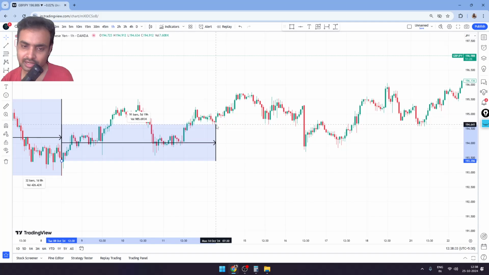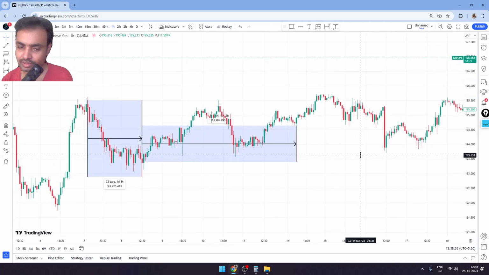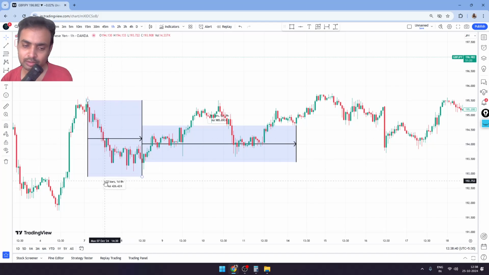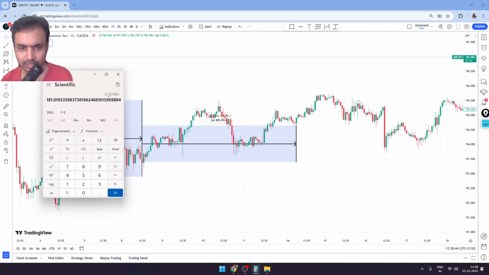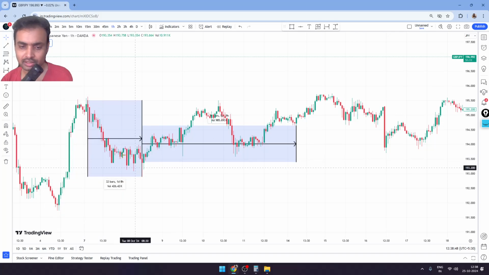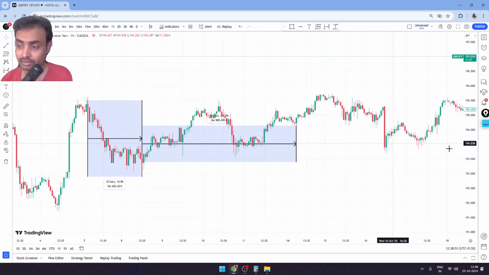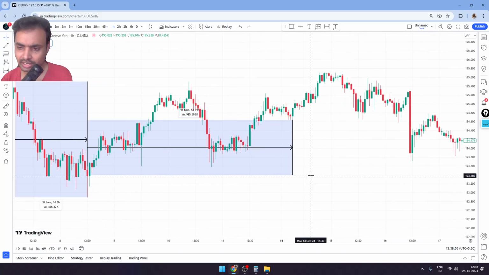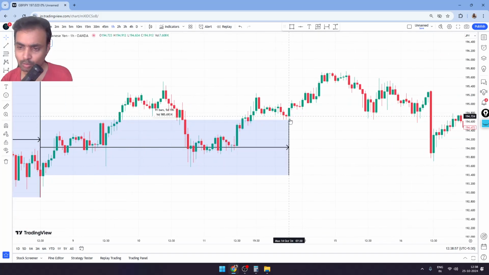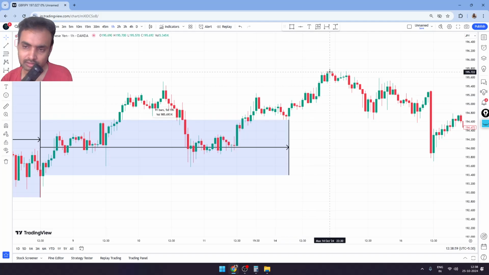90 is exactly the reversal point. So this difference is 32 candles. 32 cube is 32,768, and the square root of that value is 181. That's the reason I have 181 divided by 2, 90, 90.5. 90.5, you can take 91 or 90. So exactly at this reversal point it's showing, and then the market reversed.